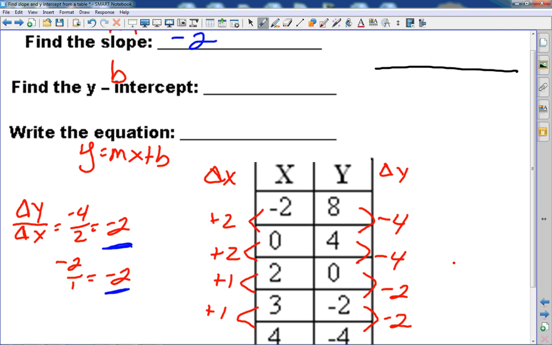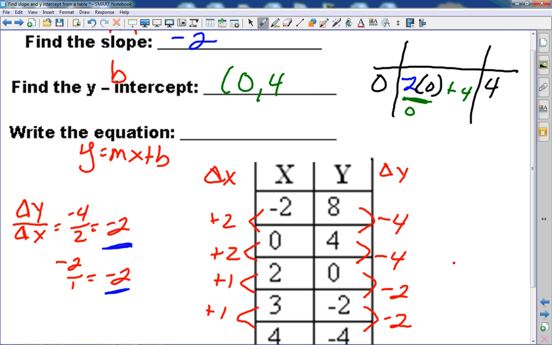See, now I always told you when I find my equations, I like 0. So I'm going to go here, I've got 0, 4, and here's the reason why I like it. I take the slope, negative 2, times 0. What's anything times 0? 0. What do you have to do to 0 to get to 4? Add 4. That's my constant. My y-intercept is 0, 4.